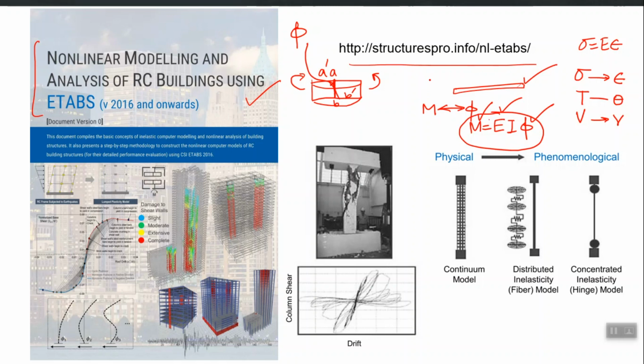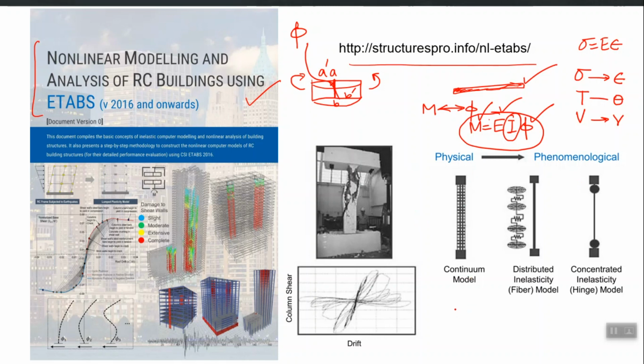So it requires the elastic modulus of the material it is made of, and it also requires the moment of inertia, which is a function of cross-sectional dimensions, right? So for an elastic model you only need EI to define a beam, right? But for the same beam, if you want to make it nonlinear now, you need to define your own relationship between M and phi. No more M is equal to EI phi, right?